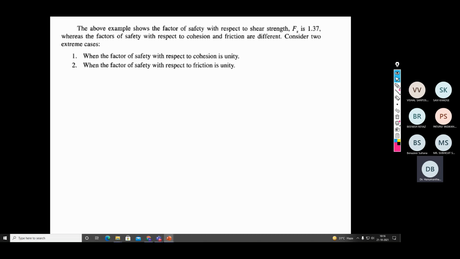Anyhow, let us take another example. The above example shows the factor of safety with respect to shear strength, Fs is equal to 1.37, whereas the factors of safety with respect to cohesion and friction are different, as we have seen. Now consider two extreme cases: when the factor of safety with respect to cohesion is unity, and when the factor of safety with respect to friction is unity. So then what is the final factor of safety, or what would be the value of the factor of safety with respect to the strength?